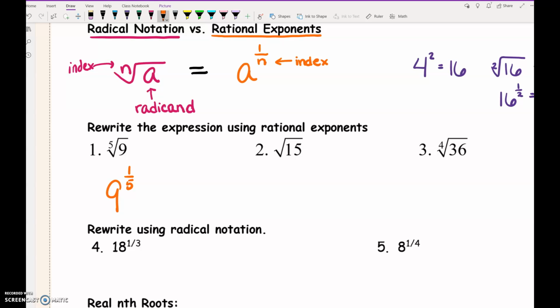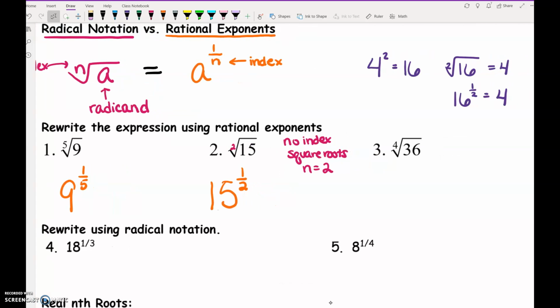Number 2, if there's no index shown, that means it's a square root. That means that the index is 2. So if you see no index, it's a square root, and that means that the index is 2. So this would be 15 raised to the 1/2. Try number 3 on your own. 36 raised to the 1/4.